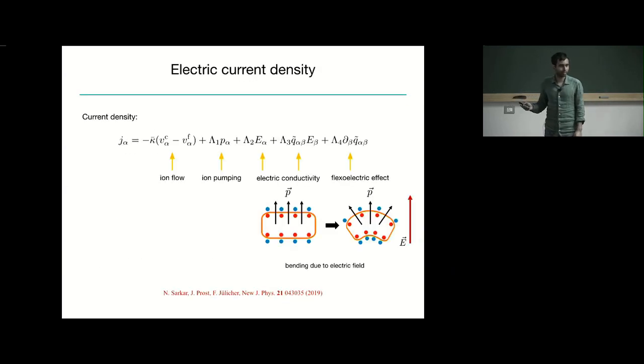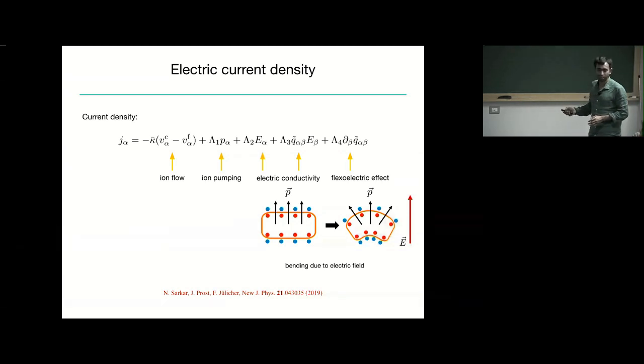Can you explain what is del by del beta, like what is beta, in the last term, flexoelectric? Flexoelectric effect, yeah. So Q alpha beta is the nematic tensor. How do you derive that term? Oh, this is written from a purely symmetry argument, but it's just the distortion of the tissue. Like if you bend the tissue, these charges redistribute and the polarity direction also gets bent, right? So this will give rise to an electric field. So that's the flexoelectric effect.